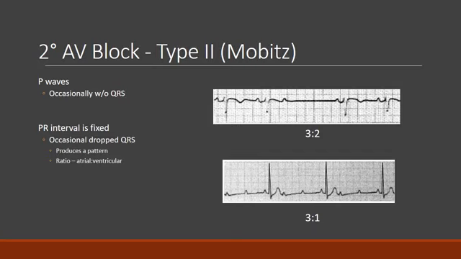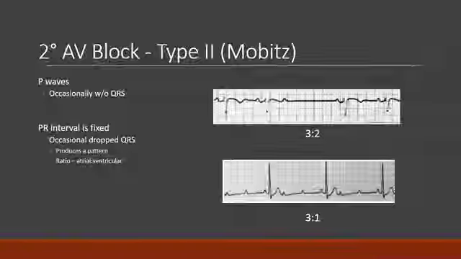So second degree type 2, otherwise known as Mobitz. This is a little bit different than what we saw before, because with this, we still see the P wave that occasionally is without the QRS, but with second degree type 2, we can see that the PR interval is static. It stays the same. It's fixed. It doesn't gradually increase. All right. And so what we'll see, though, is P wave with a QRS, and we'll see that maybe a couple times, and all of a sudden we see a P wave with no QRS. And so we see this pattern that kind of develops.